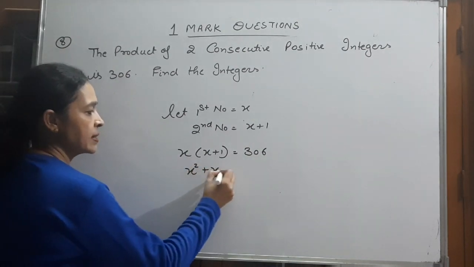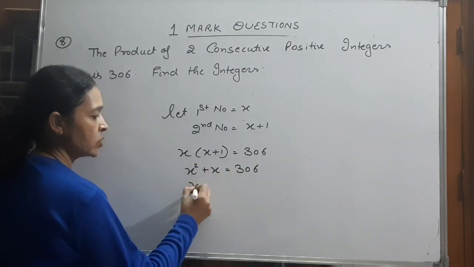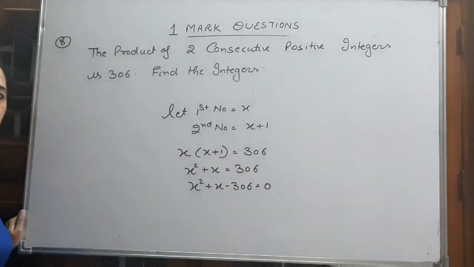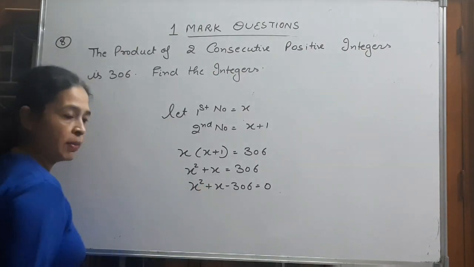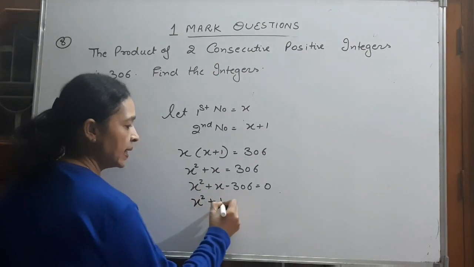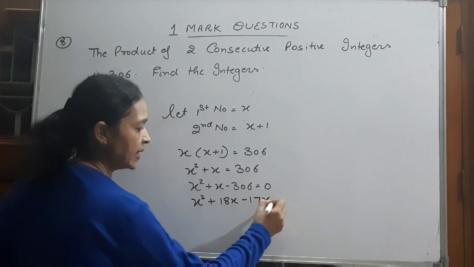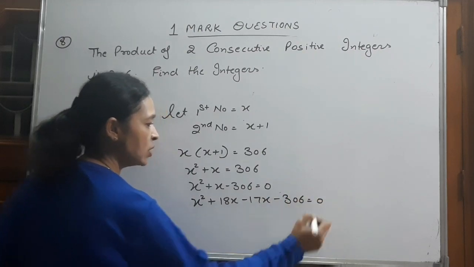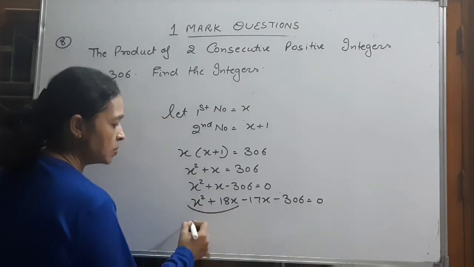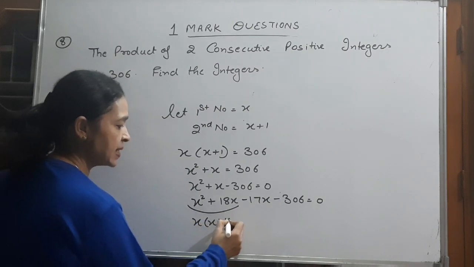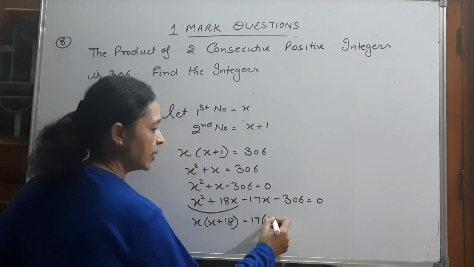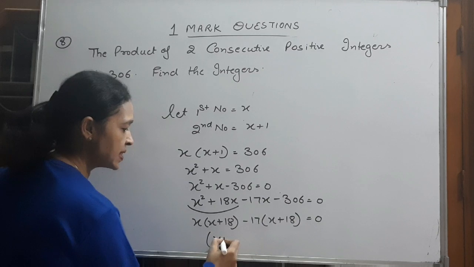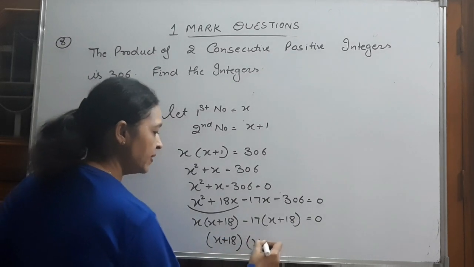x square plus x equals 306, and x square plus x minus 306 equals 0. We have a quadratic equation. Now we will split the middle term. x square plus 18x minus 17x, because 18 into 17 is 306, minus 306 equals 0. Take these two terms. What is common? x plus 18 minus 17, x plus 18 equals 0. We have two factors, x plus 18 and x minus 17.